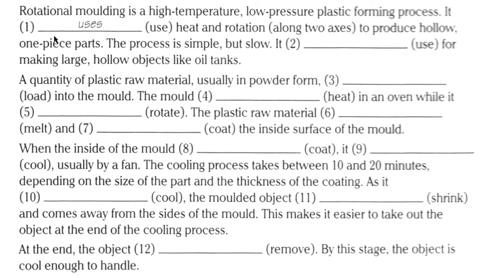Now let's check your answers to the completion exercise. Rotational molding is a high temperature, low pressure plastic forming process. It uses heat and rotation along 2 axes to produce hollow one-piece parts. The process is simple but slow. It uses or is used? What do you think? Good. It is used for making large hollow objects like oil tanks.